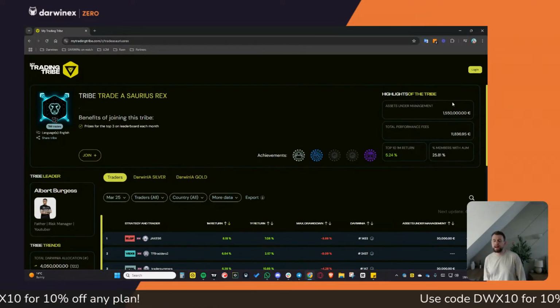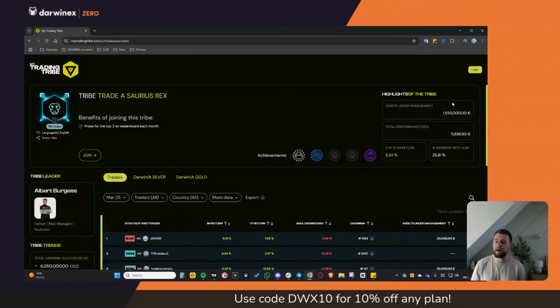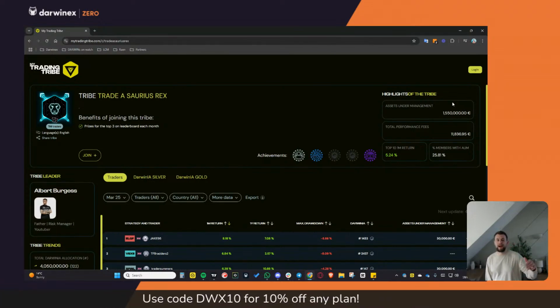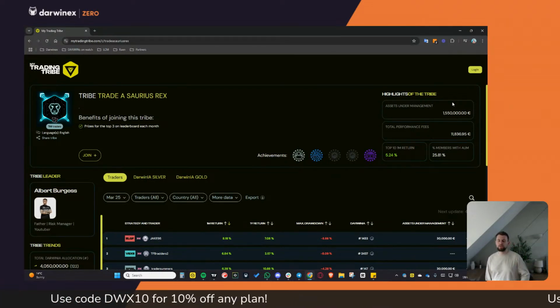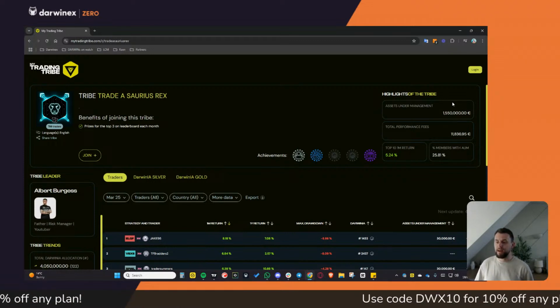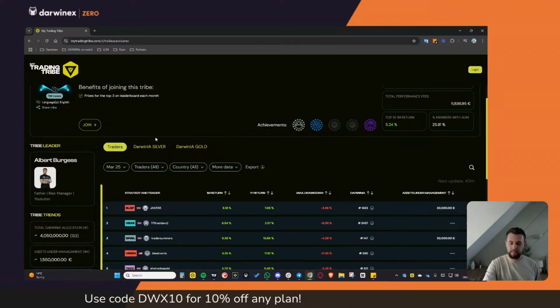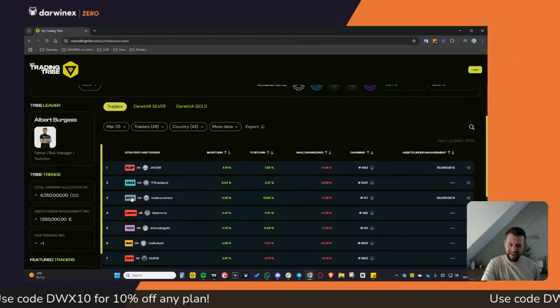So you can see as of right now, there's been 1.5 million euros in AUM gone to Albert's tribe, to Tradosaurus Rex. And in total performance fees, there's been 11,836 euros paid out to any trader that's gone through Al. Oh yeah, Trader Summers.